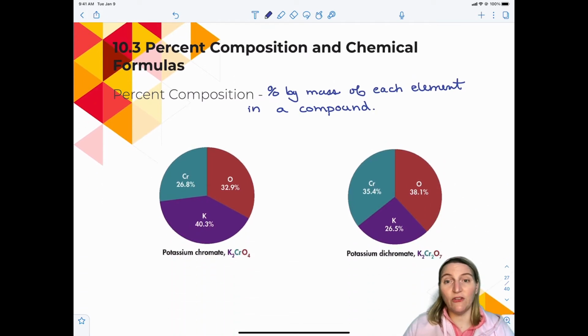So percent composition is actually something that we have talked about earlier this year. Percent composition, if you don't remember this definition, write it down. It's the percent by mass of each element in a compound.